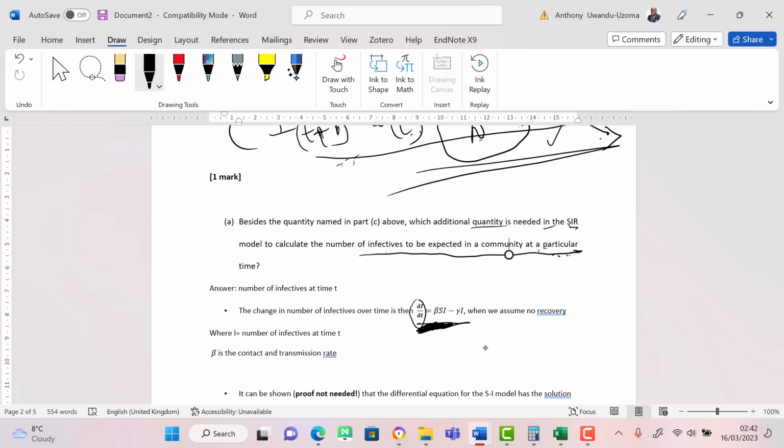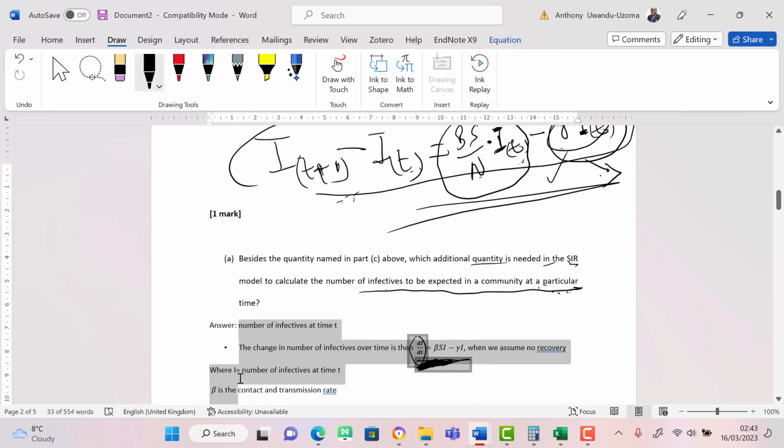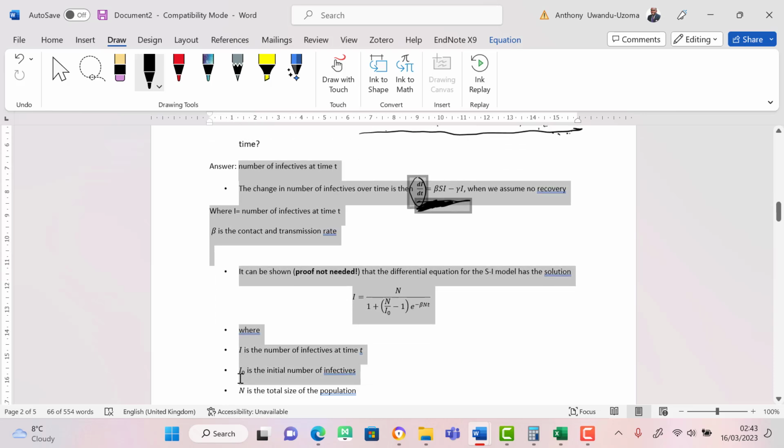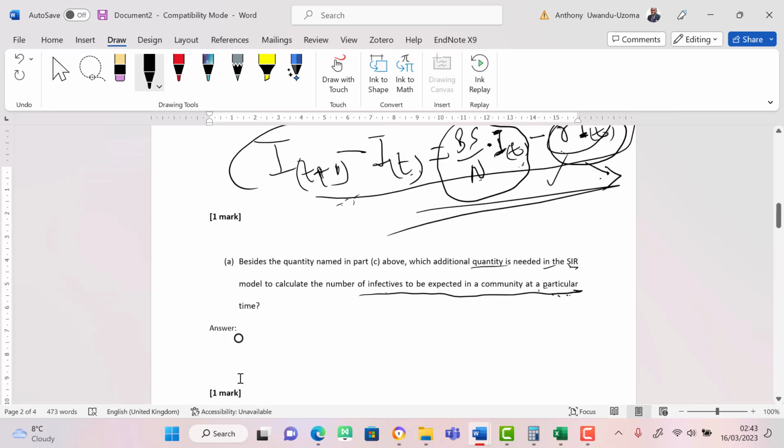What else is needed here is the rate of recovery. Don't mind me that I'm deleting all these answers. I was trying to pull out the answers from the notes when I was preparing for this. These are all from the PowerPoint, so I'm going to delete all of them. What we need here is our gamma. We need our recovery rate, and that recovery rate is given by gamma times I, the number affected.